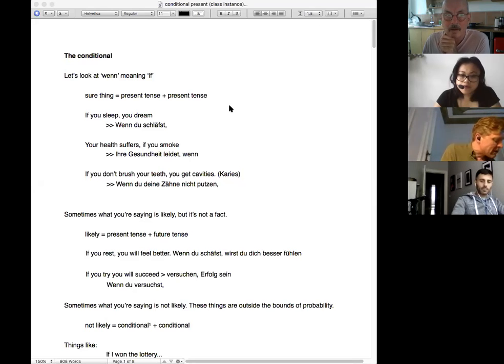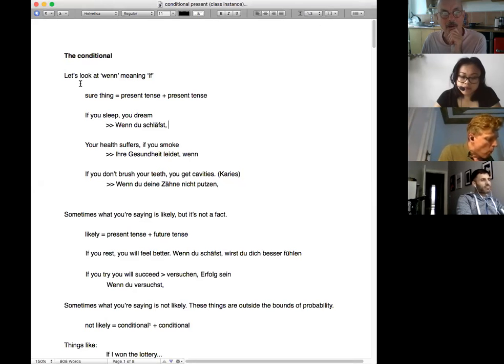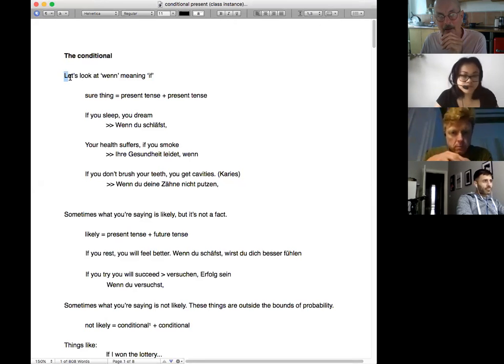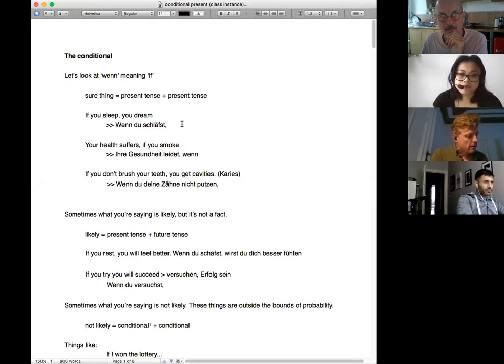It is. Okay, so if you sleep, you dream. Let's look at this idea about conditionality, a sure thing, present tense and present tense. If you sleep, you dream. Wenn du schläfst, Marissa, what do you think?